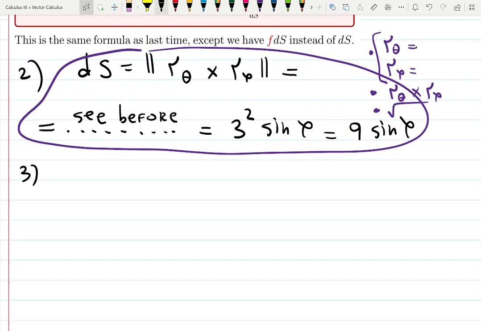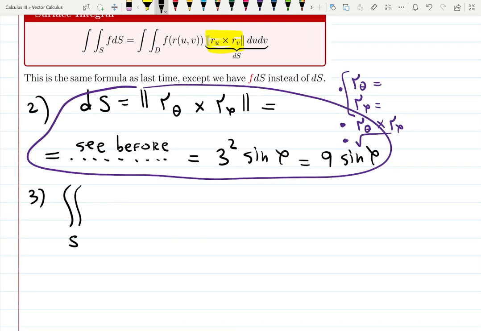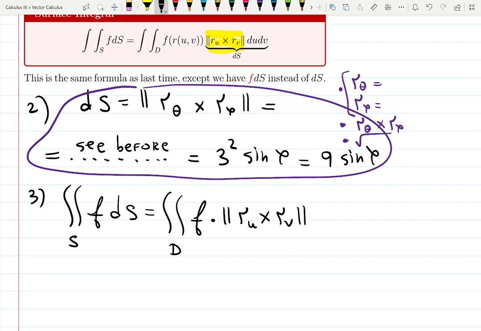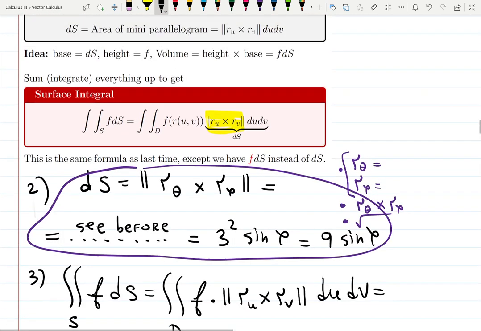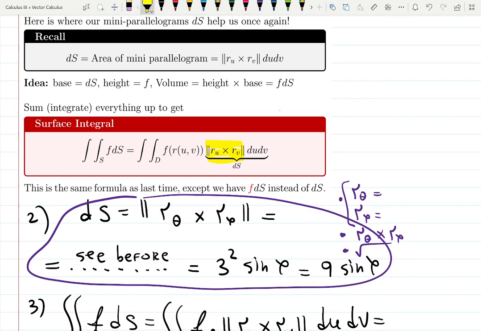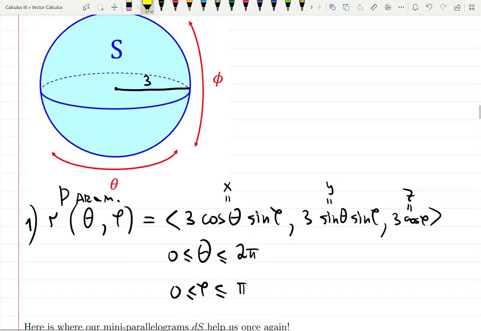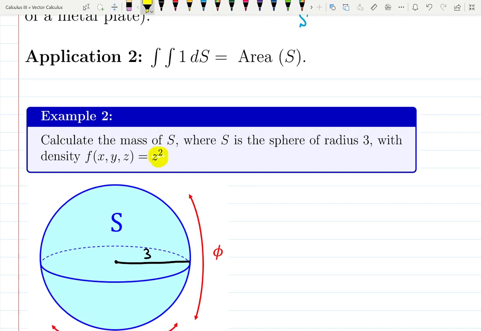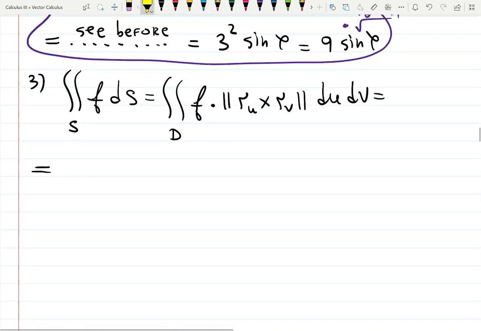Lots of work here. Now you're building the integral. The integral by the formula is f dS is integral over D of f with the new parametrization times the magnitude of the cross product of the partial derivatives, du dv. F is the function they gave us. In this case, it was called density. In this case, it says, oh, it's actually a density of the sphere. So the ball you're holding has a density z squared. For you to understand, it means it's changing.